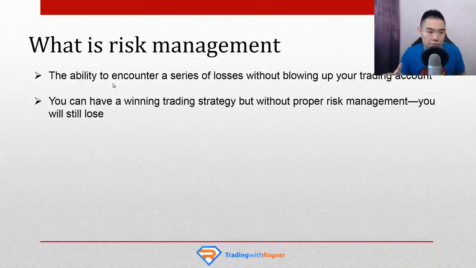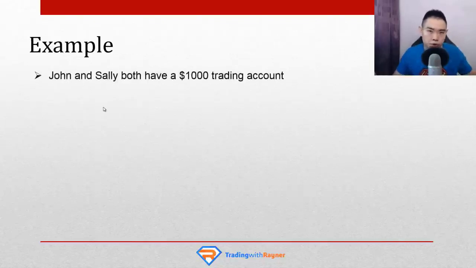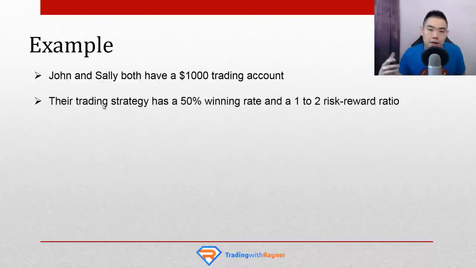I can guarantee it. Let me share an example so you know what I mean. Let's say there are two traders, John and Sally, and they both have a $1,000 trading account to start with. Their trading strategy has a 50% winning rate, so they win half the time, and a 1-to-2 risk-reward ratio. Let me explain what risk-reward ratio is. Say you risk $100 on a trade. That's the amount of money you're willing to lose on a particular trade.